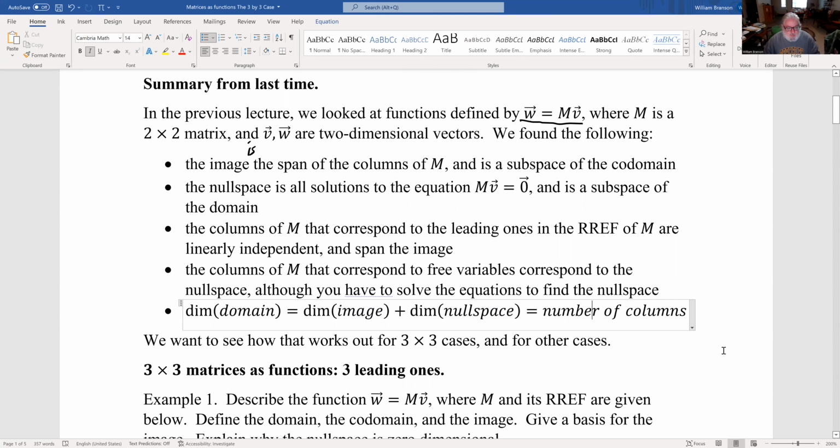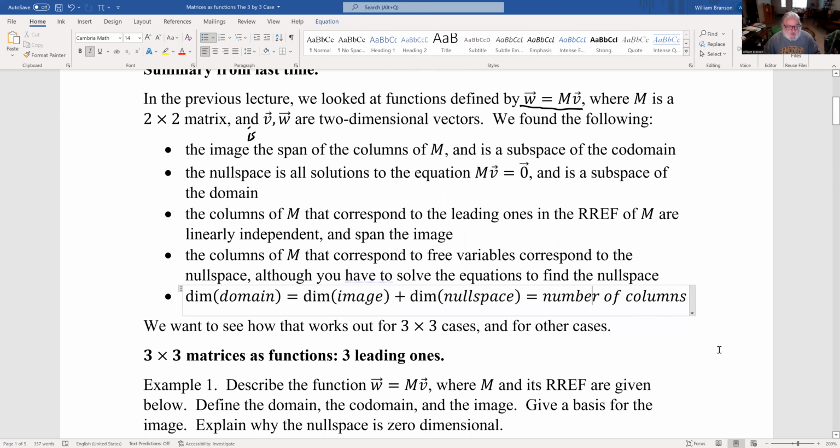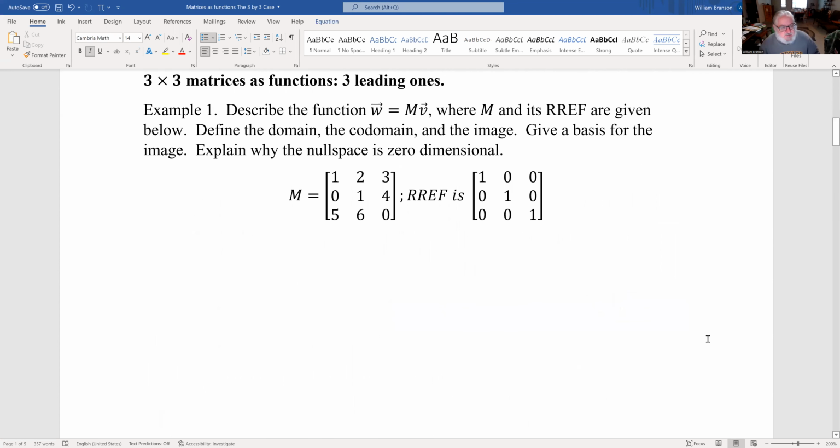So we want to look at how that works out for 3x3 cases. So suppose we have 3 leading ones. So here's a matrix M, and here's its reduced echelon form. We're not actually going to calculate that. We'll just say what it is. So define the domain, the codomain, and the image. What's the basis for the image? Why is the null space 0-dimensional?